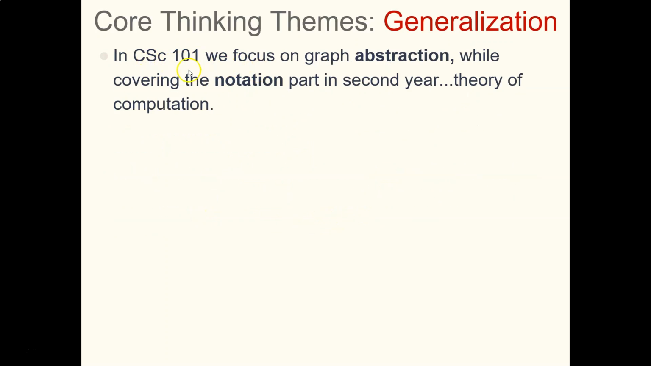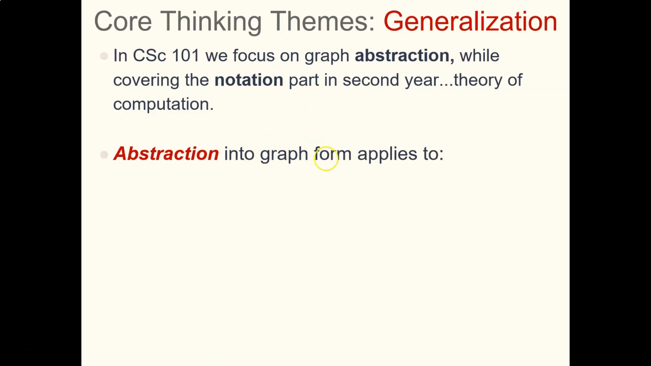In this course, in CSC 101, our focus is on graph abstraction, and we only cover the theory of computation. But the notation part, how you represent a graph, for example, for the purpose of writing a program, is outside the scope of this course, and it will be covered more in second year. By the way, I have included a note about graph theory in the course page. Please read it to see how we can apply it to different sets of problems.